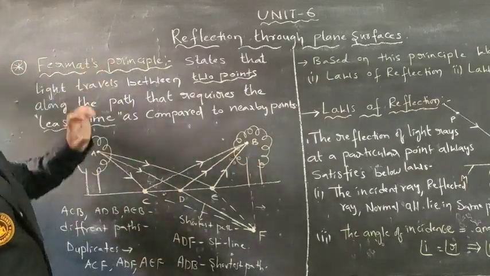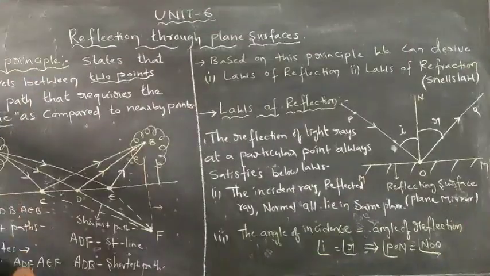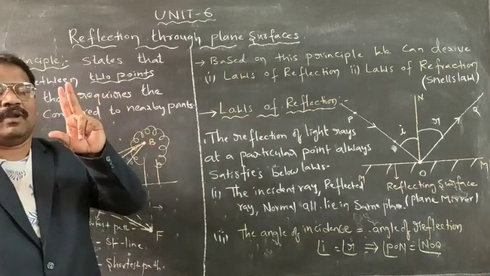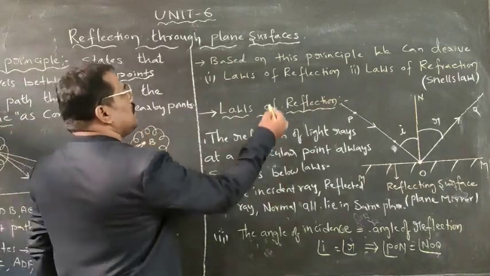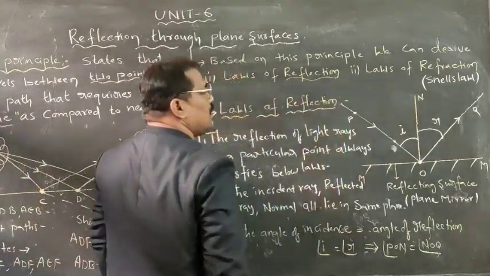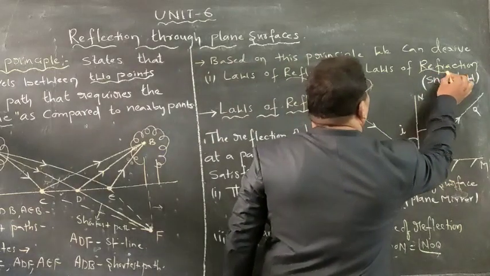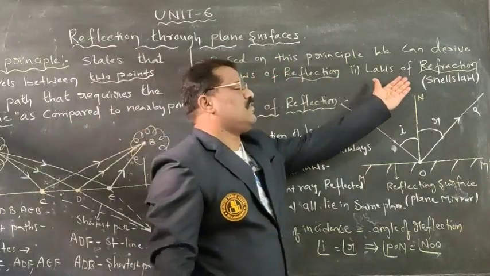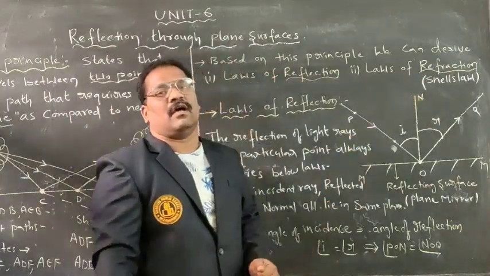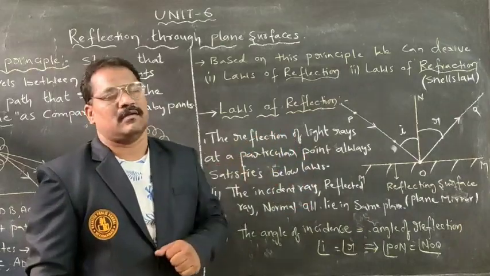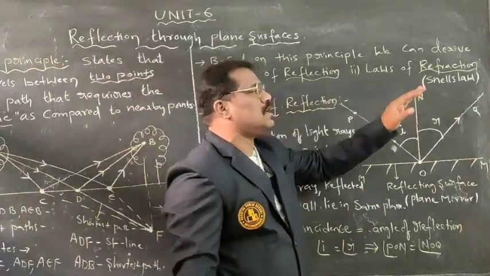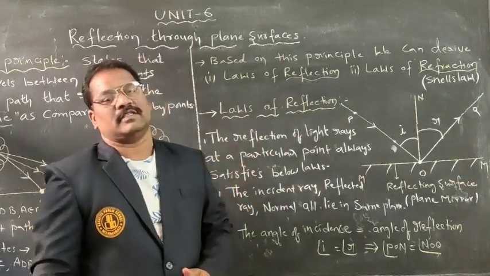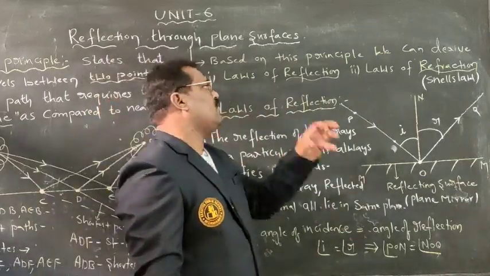That states Fermat's principle. Upon this principle, we can derive 2 laws. One is the laws of reflection. The other is the laws of refraction. This law of refraction is also called Snell's law. We will discuss Snell's law in 9th class. In higher classes we can study it, but in our textbook at present we have one concept.